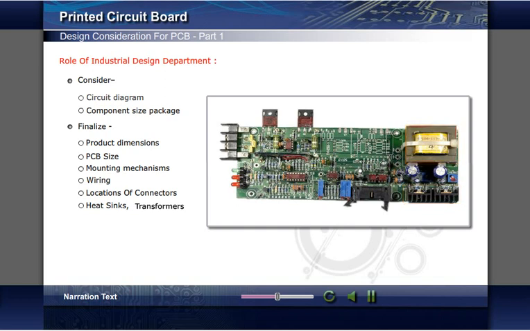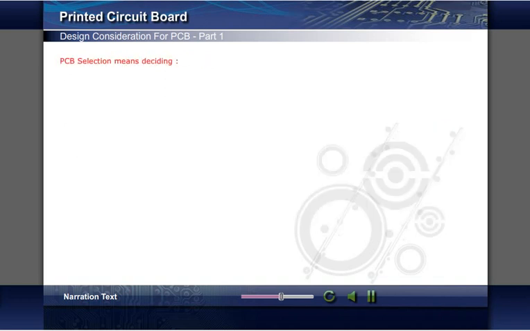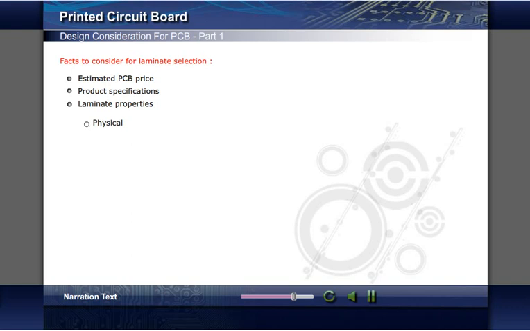Based on these inputs, PCB design involves selecting a PCB. Selecting a PCB means deciding laminate type, thicknesses of substrate and copper, single-sided or double-sided or multilayer. A major criterion for PCB selection is the estimated PCB price. Consider PCB application and physical, chemical, thermal, electrical properties of the PCB laminate. Then decide PCB laminate type and thicknesses of copper and substrates to suit the application.